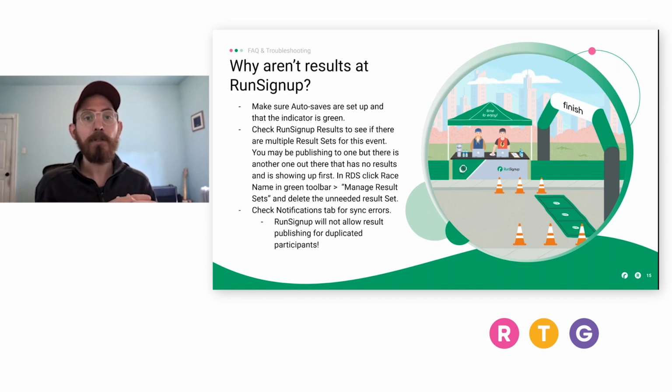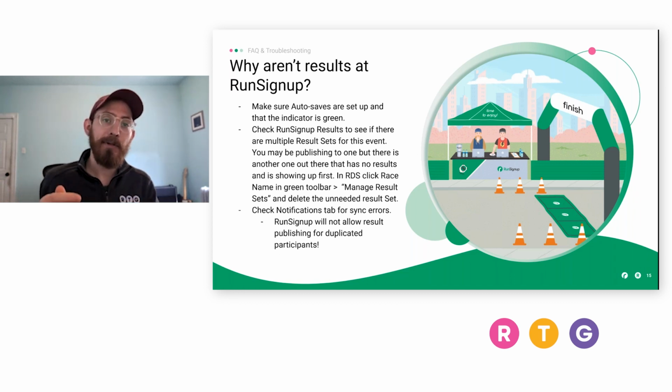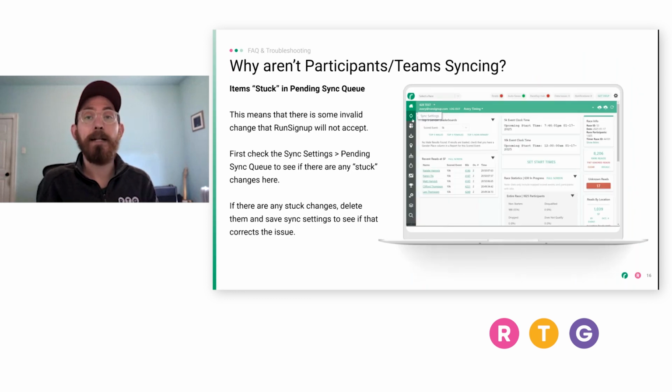So you have to make sure that you clean up that participant data so we can get the result posted for them. What will happen is we'll skip over a result if we can't post against it. So you'll see in the results on RunSignup, it goes positions 1, 2, 3, 4, 5, and then 7. And there should be in your notifications tab an explanation as to why that person will not sync to RunSignup. That leads into the next section pretty nicely.